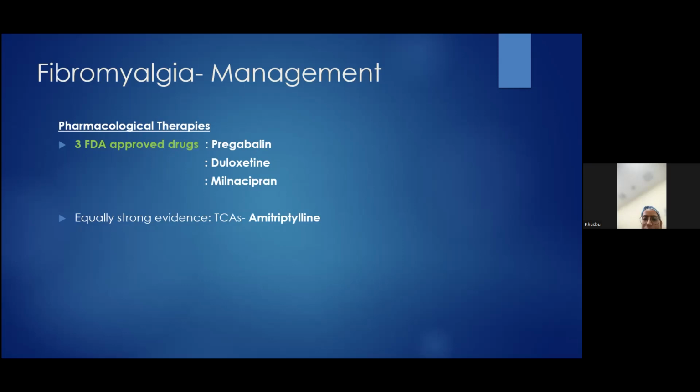Now the second question is, the patient is having pain and depression. Then the first choice is duloxetine. Now the patient is having pain, insomnia, and depression. Now how will you combine? Duloxetine plus pregabalin, or duloxetine plus amitriptyline. Again, for pregabalin and amitriptyline you can decide based on whether the patient is young, because all patients will not tolerate amitriptyline. Elderly patients will not tolerate amitriptyline.